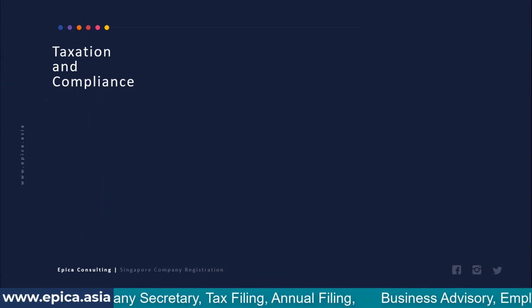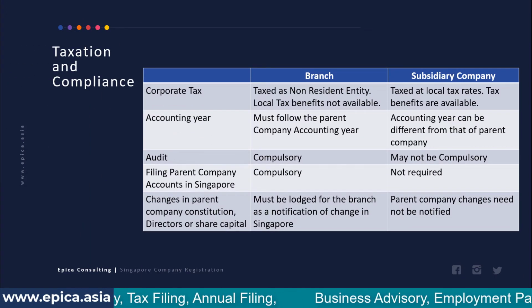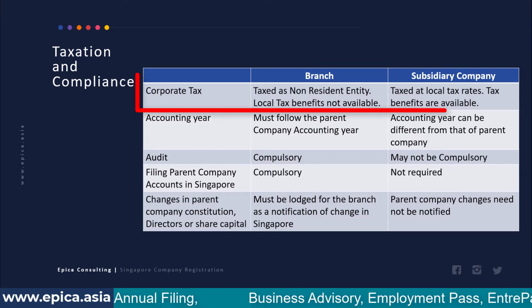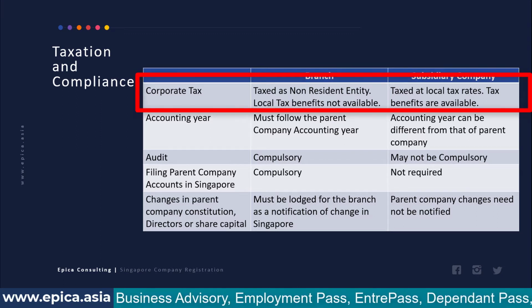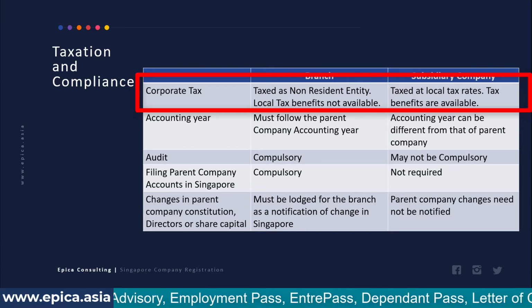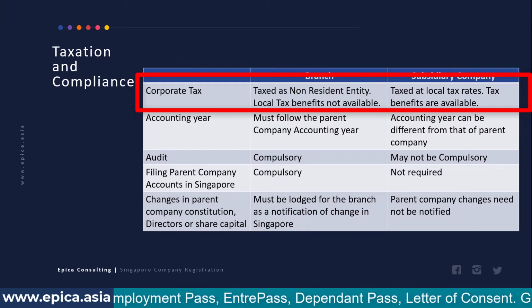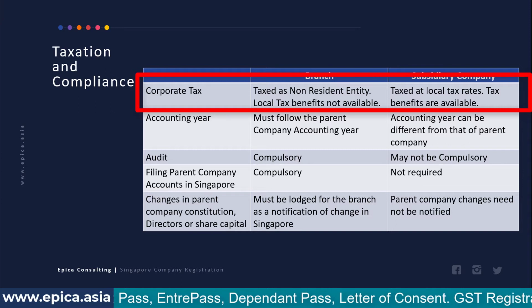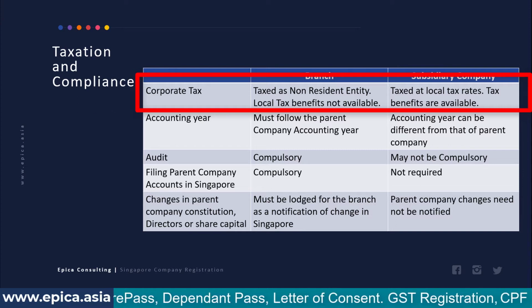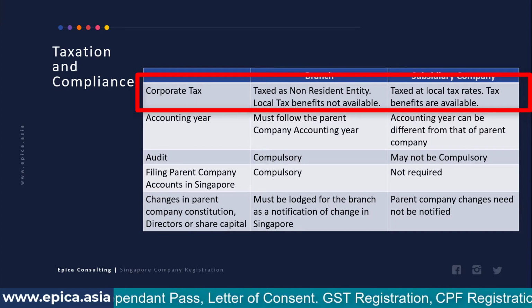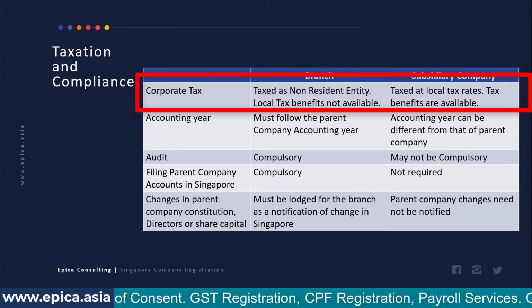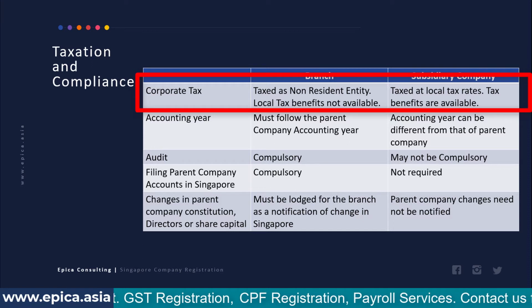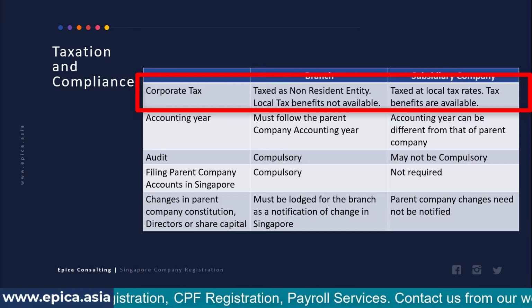So moving on to the next slide, when it comes to taxation and compliance matters, as far as corporate taxes are concerned, a branch is considered a non-resident entity in Singapore and local tax benefits are available as per the prevailing rules, but in most cases these benefits will not be available. Whereas a subsidiary by default will be considered a resident entity. It will be taxed at local tax rates and tax benefits are available.